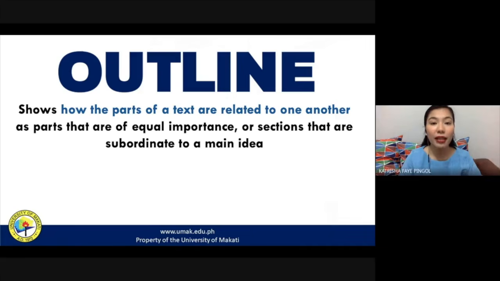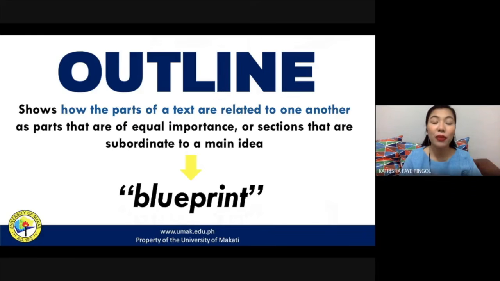Now, an outline is also referred to as the blueprint of a text. Okay, if you know what a blueprint is, basically a plan. It's the plan that engineers and architects use whenever they are making buildings or making houses. Okay, so similarly, an outline is also considered a plan or a blueprint for whenever you read or whenever you write. Okay, so it's just a plan basically.